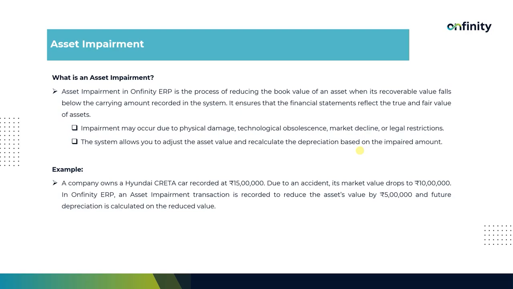For example, a company owns a Hyundai Creta car recorded at 15 lakh. Due to an accident, its market value drops to 10 lakh. In Onfinity ERP, an asset impairment transaction is recorded to reduce the asset value by 5 lakh, and future depreciation is calculated on the reduced value. Let's move on to the system and create an asset impairment record.